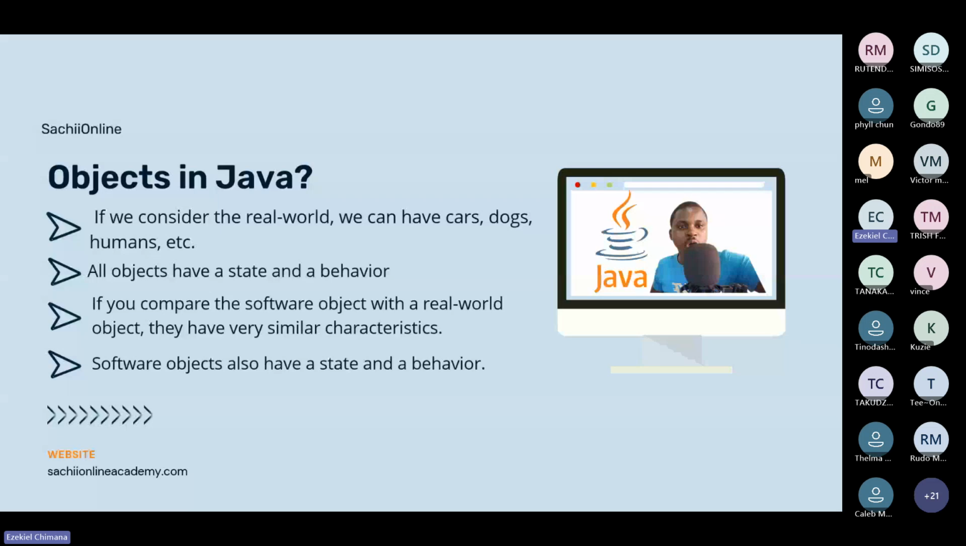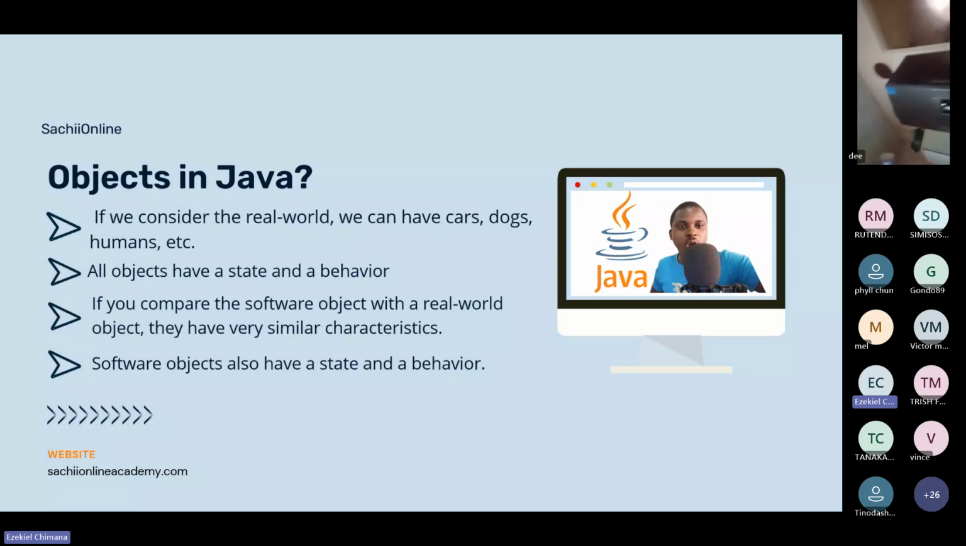Basically, Java uses the concept of objects and classes. That's why we are saying it's an object-oriented programming language. So what could be these things in Java? What are these things that we call objects? If you look at the real world, we can have cars, students, dogs, humans, whatever, these are objects, right? So normally when it comes to Java, the objects in Java are something like that. Why? Because they also have what we call a state and a behavior.